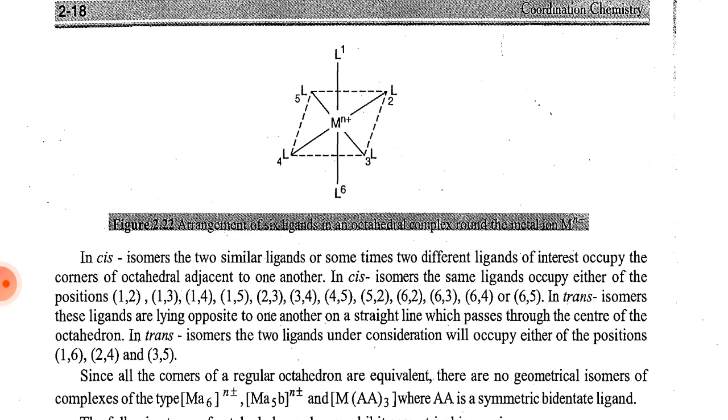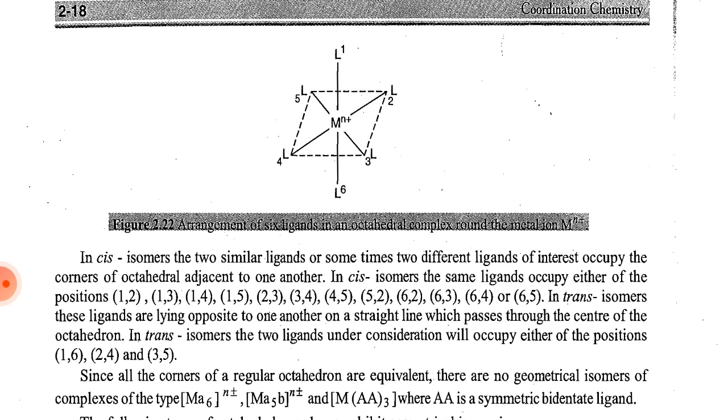Okay, so in the trans isomer, the ligands are lying opposite to one another on a straight line which passes through the center of the octahedron. In the trans isomer, the two ligands under consideration will occupy either of the positions. So if the two ligands are the same and they are trans to each other, how are we going to identify it? It is very short. The ligands should be at the positions 1 and 6, then 2 and 4, and 3 and 5. See, it is too simple, right?